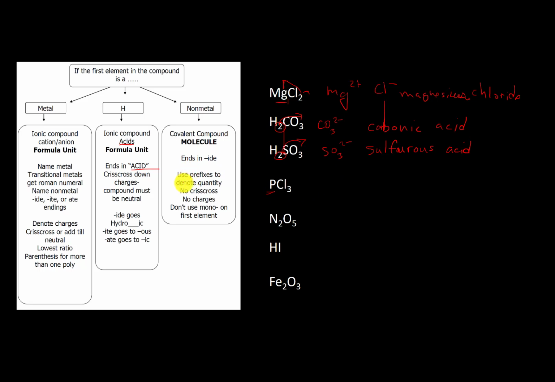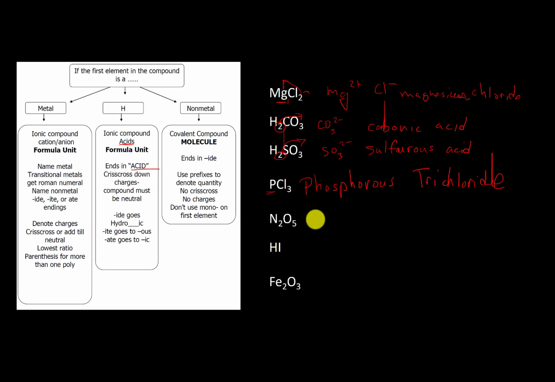We use prefixes to denote quantity. And we don't do any crisscrosses, we don't do any charges, we don't use mono on the first element. Okay, so this must be phosphorus. We need to use these prefixes, trichloride. Phosphorus trichloride. Ignore that funny looking line again. It's getting kind of annoying, honestly.